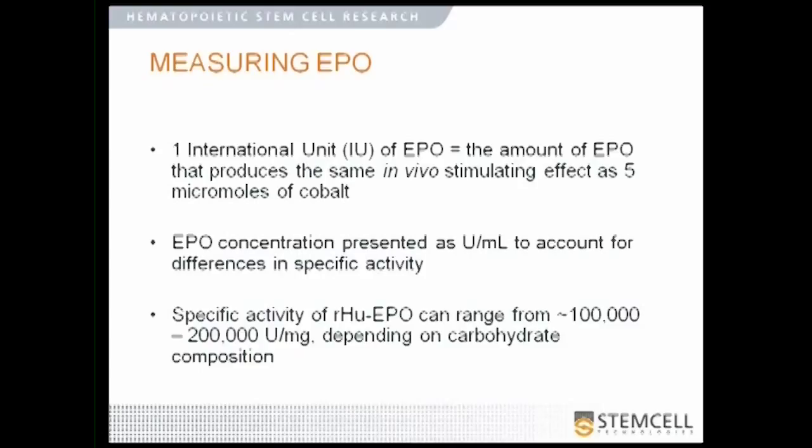EPO concentrations are typically expressed as units per mL to take into account that different forms of EPO have different specific activities. For example, the specific activity of recombinant human EPO is approximately 125,000 units per milligram for the unglycosylated protein, while urinary EPO has a specific activity of 70,000 units per milligram. I will cover how functional activity and concentration of EPO can be measured later in this talk.